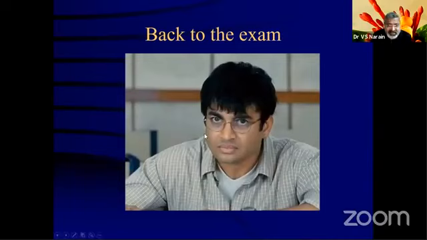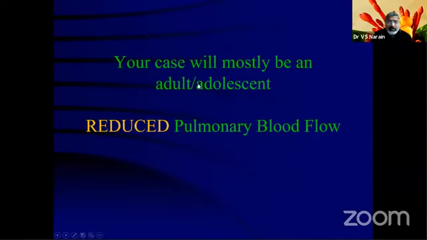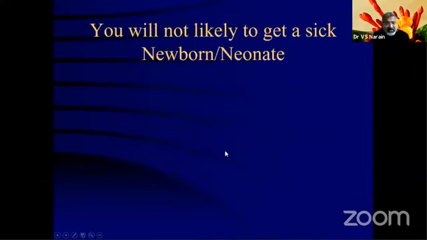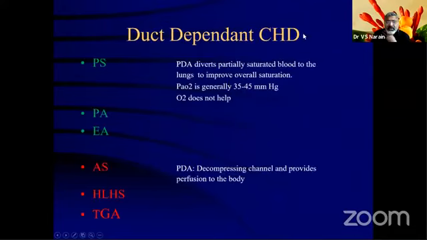Let's get back to the examination. Your case will mostly be an adult with reduced pulmonary blood flow. That's what you're likely to get in the examination. And as I said, you're not likely to get a very sick newborn or neonate. But you must know what a duct-dependent lesion is. In neonates and newborns, you must be aware of the duct-dependent lesions. This is often asked in the examination: what is a duct-dependent lesion?